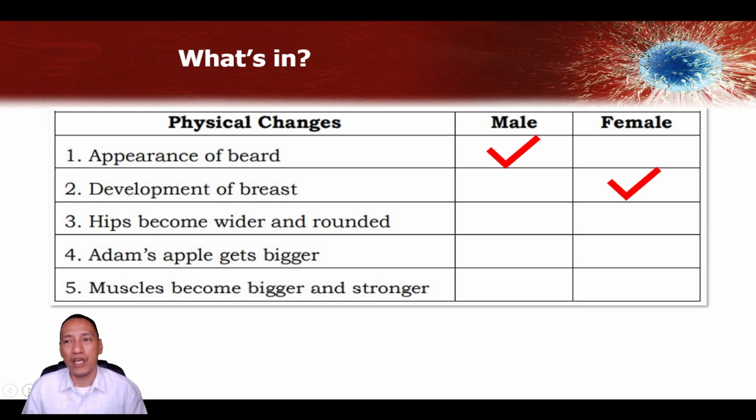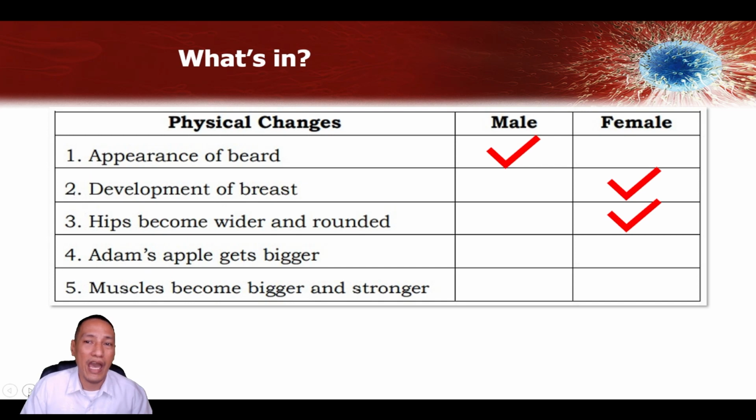Hips become wider and rounded, sabi sa number 3. Is it for male or the female? That is for the female, of course. That's why kahit na, for example, payat yung babae nung bata siya, nung nagdadalaga siya ay nagkakaroon na ng hubog at hugis ang kanyang balakang because these are normal characteristics or traits ng development ng isang katawan ng babae.